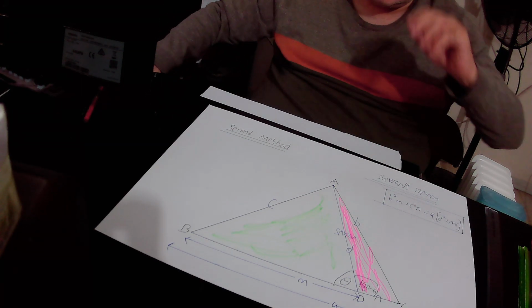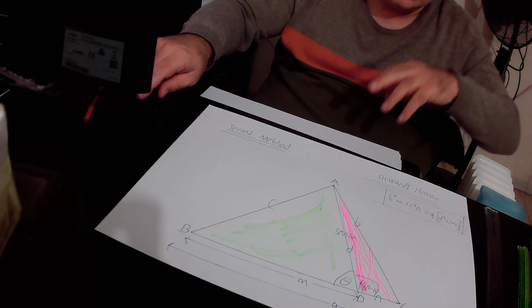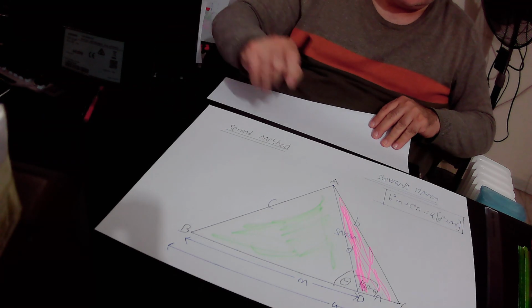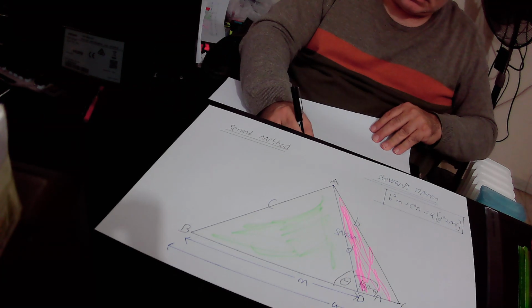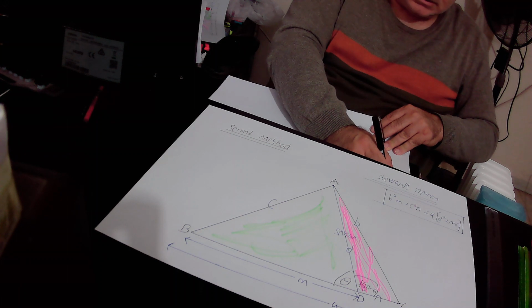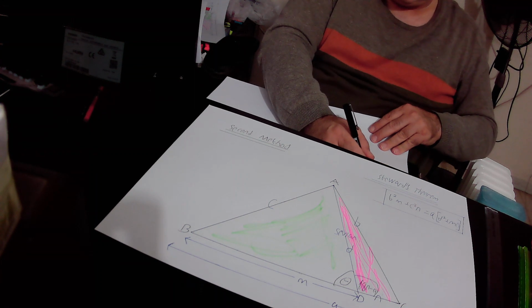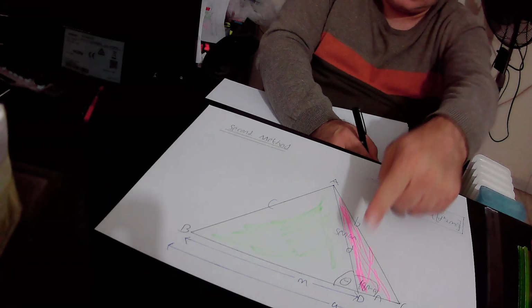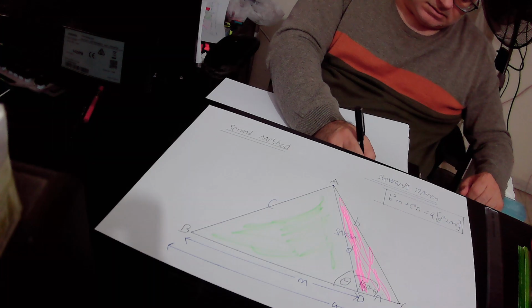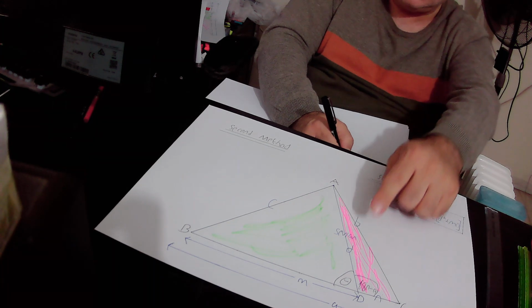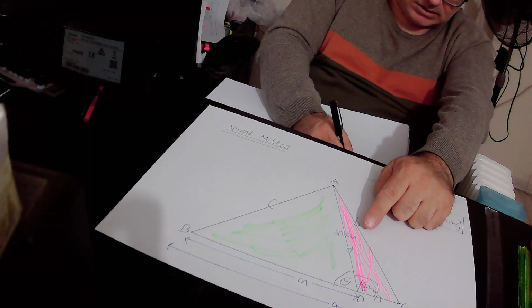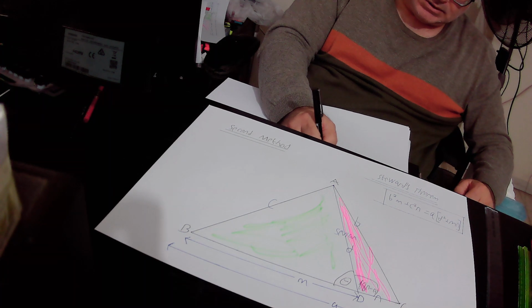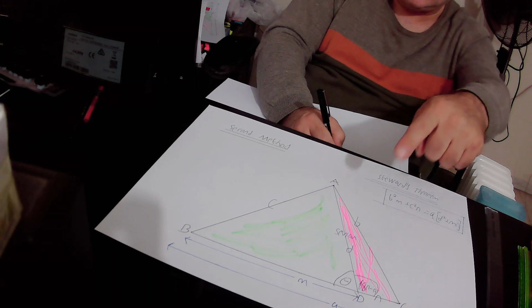On the green triangle ABD. The green triangle ABD, according to the law of cosines, cosine theta equals to D square plus M square minus C square over 2 times D times M.